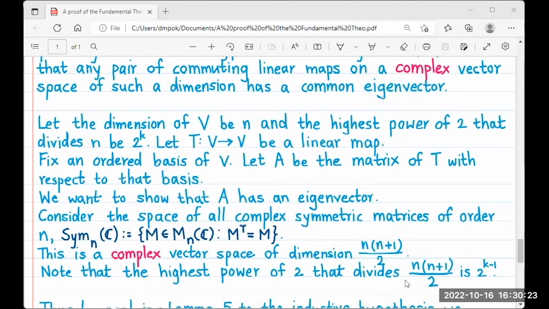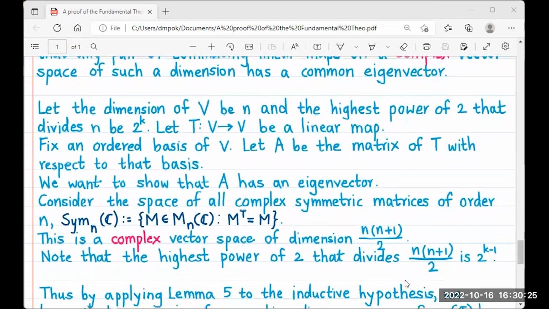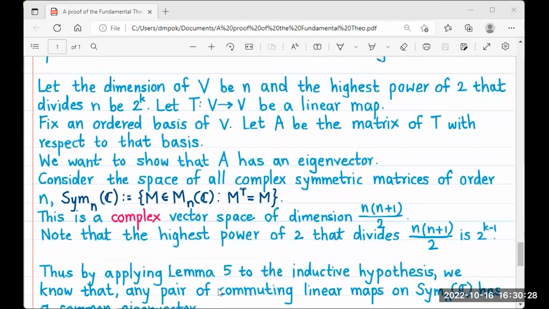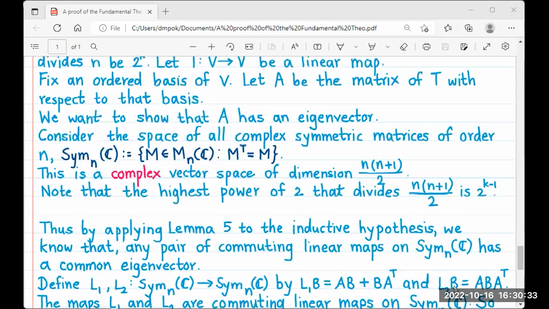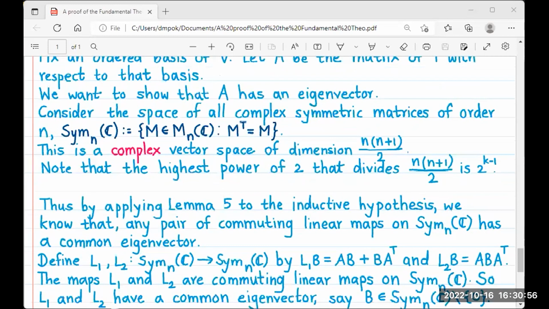So Dirksen considered the following linear maps from Sym_n(C) to Sym_n(C), L1 and L2, given by L1(B) = AB + BA^T and L2(B) = ABA^T. These are linear maps from Sym_n(C) to Sym_n(C), and they commute with each other. So by Lemma 5, we can say that L1 and L2 will have a common eigenvector, say B, which is a non-zero complex symmetric matrix of order n.